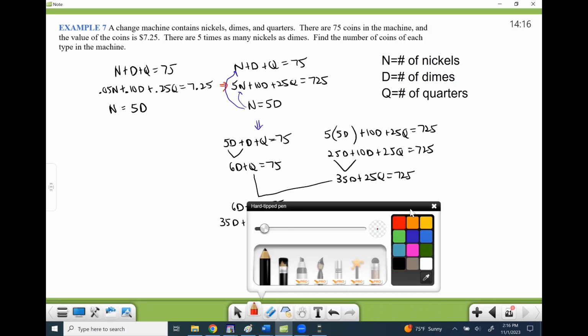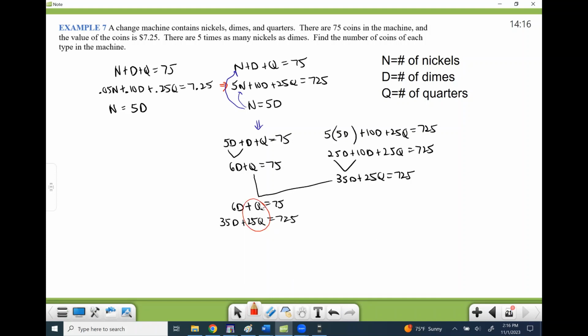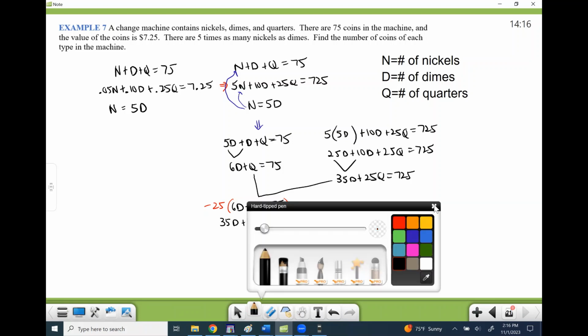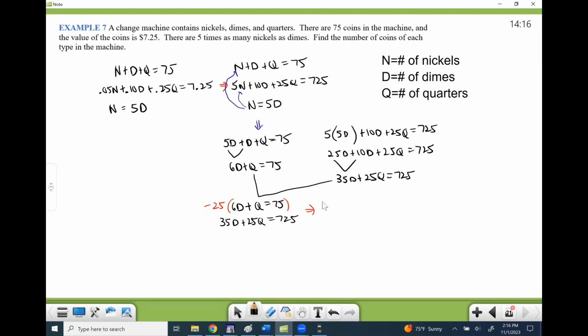So in order to eliminate, I'm going to choose the Q's because there's a 1 in front of that Q. So that seems easy to do. So I'm going to multiply by a negative 25, and that should make those Q's cancel. So 6 times 25 would be negative 150D, then negative 25Q. And then 25 times 75, 1,875, and it'll be negative.